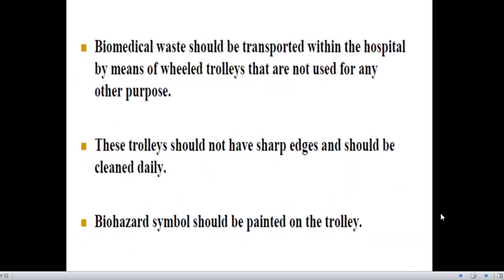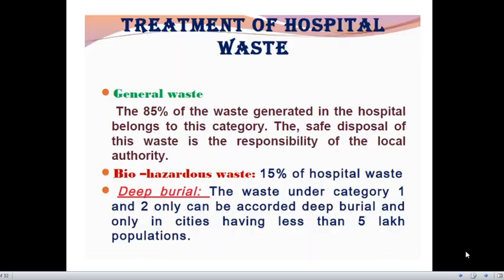And then biomedical waste should be transported within the hospital by means of wheeled trolleys that are not used for any other purpose. And these trolleys should not have sharp edges and should be cleaned daily. And then the biohazard symbol should be painted on the trolley.